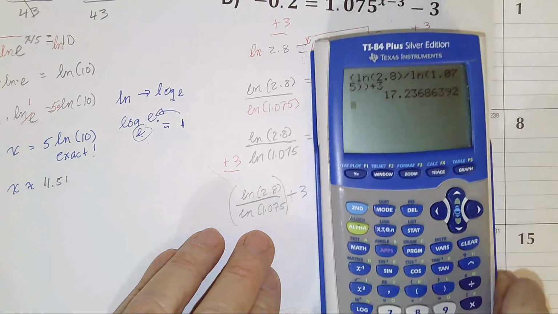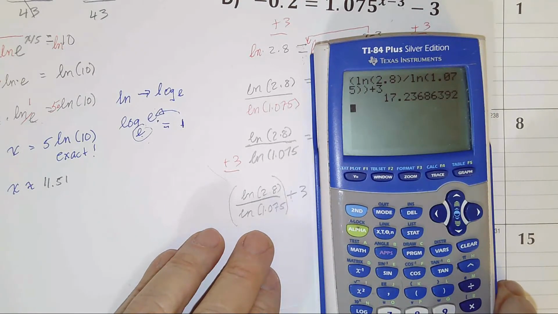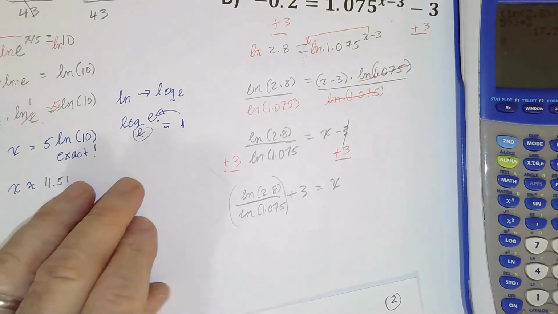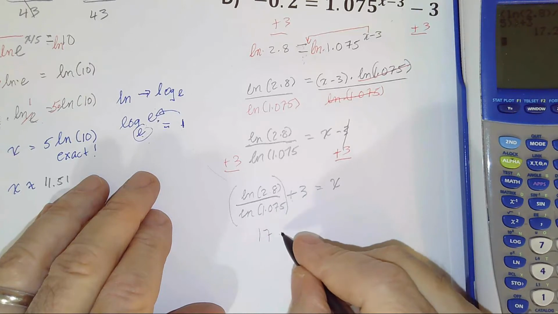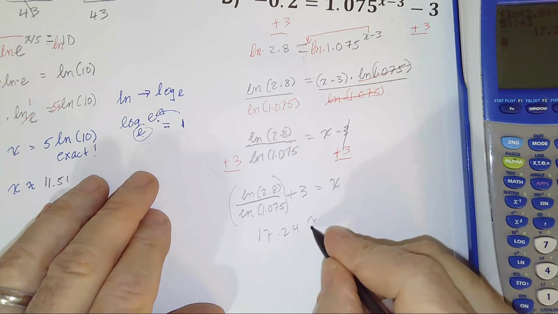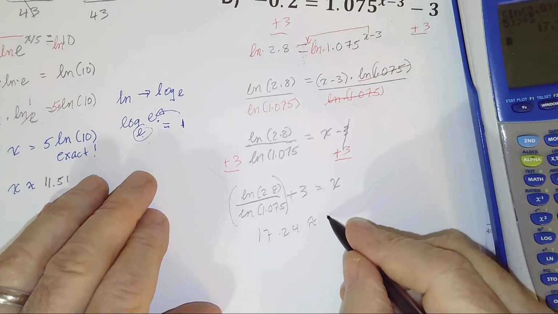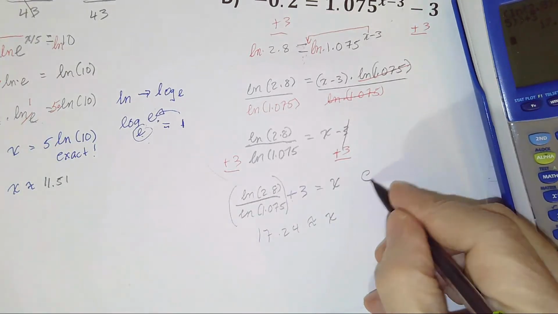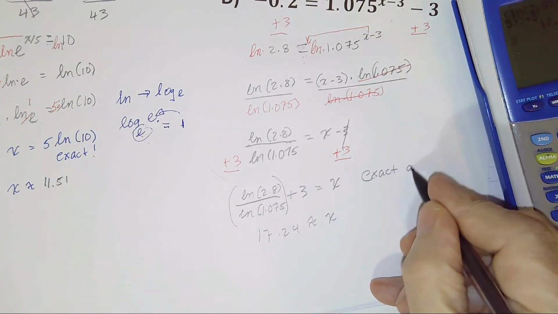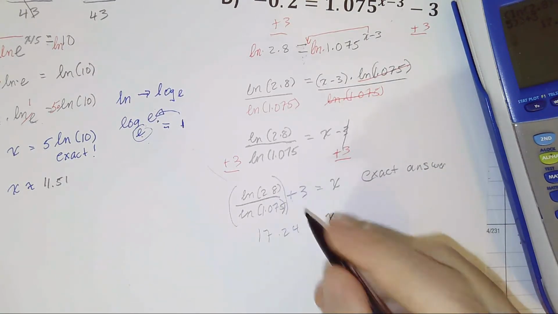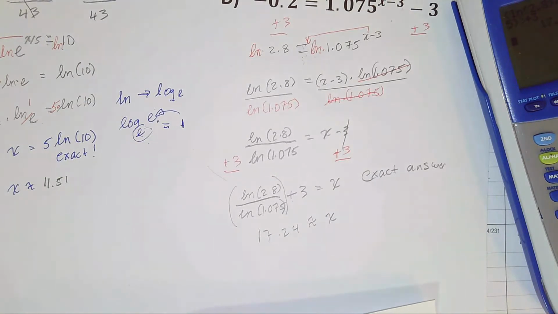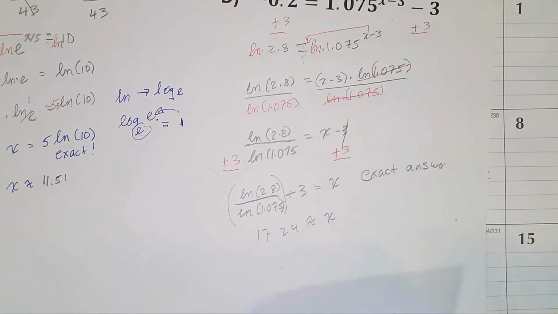Okay, let's bring this down. So the answer is 17.24 is approximately x. And again, remember, this is your exact answer. By the way, I should have put a little parentheses around the back part of 1.075 on the left side. And that's everything for this particular problem. Okay, let's move on.